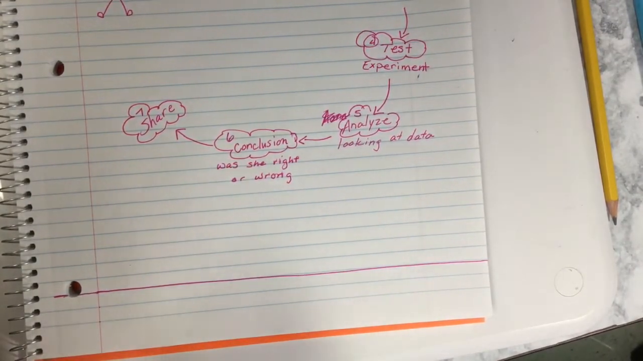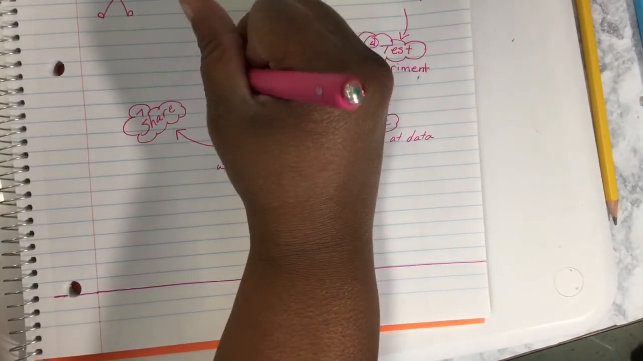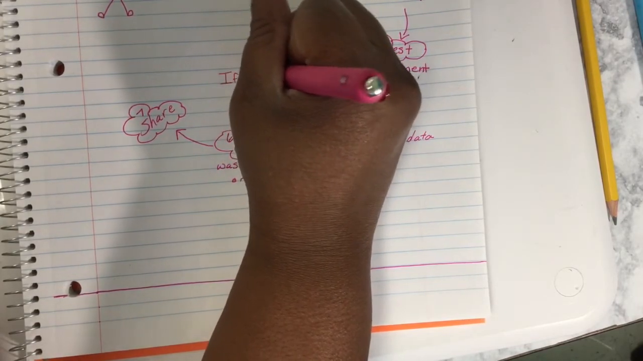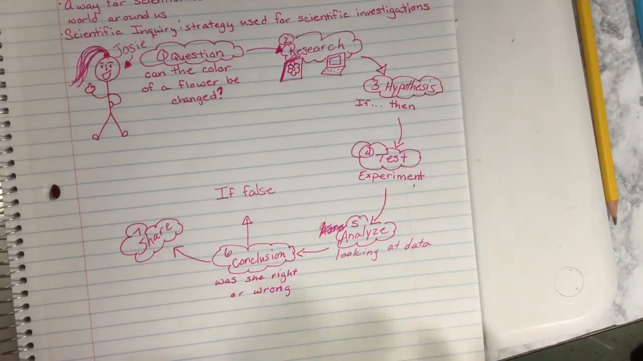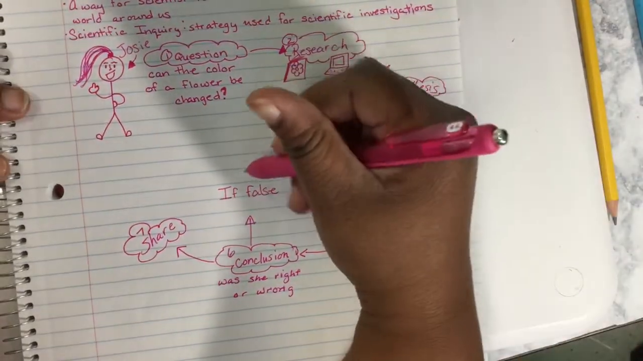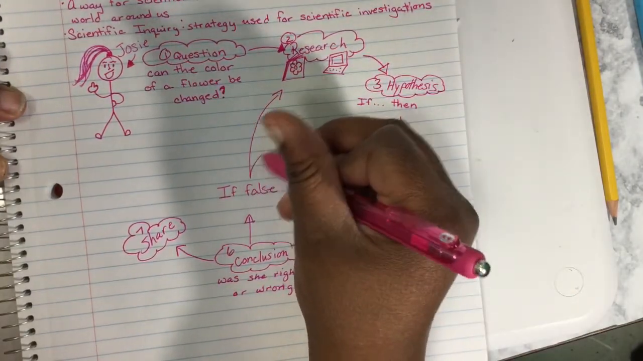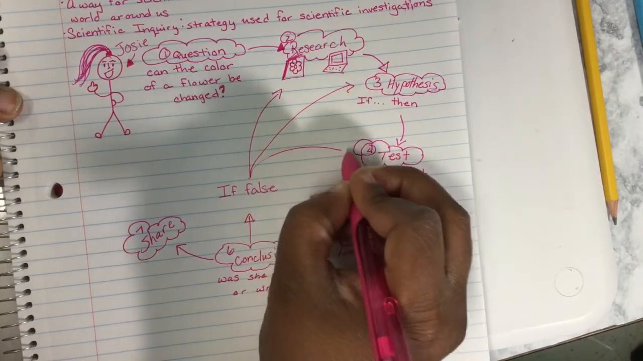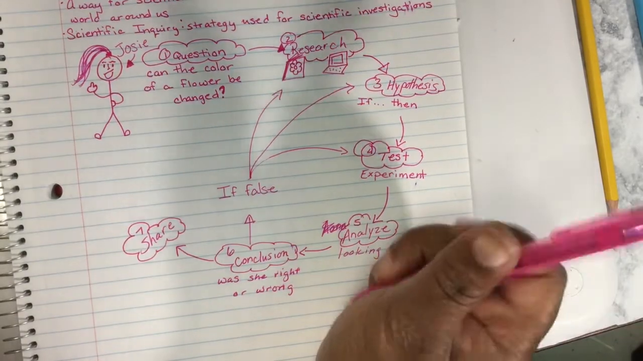If she was not correct, that means her hypothesis was false. She has a few options from there. She can go back and do more research. She might have a new hypothesis now. Or she might want to do her experiment again to make sure she didn't get anything wrong.